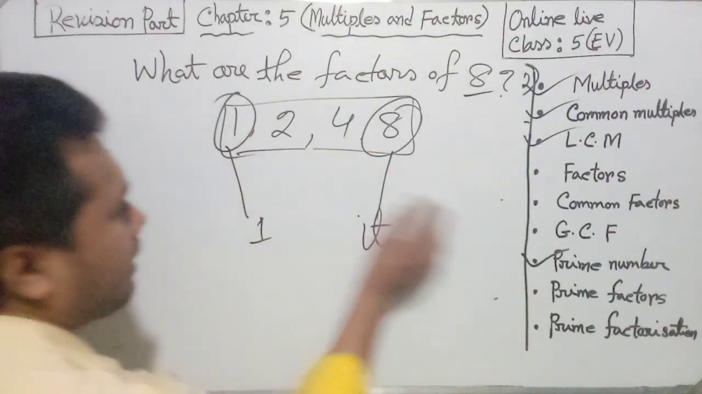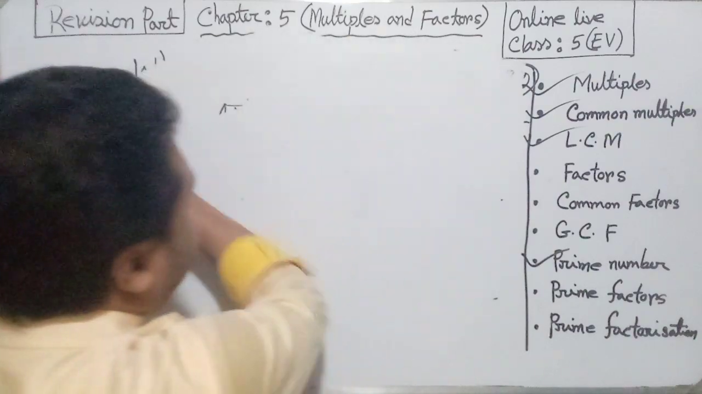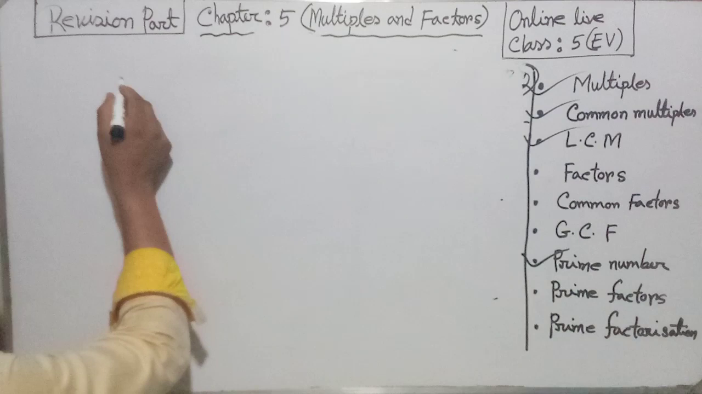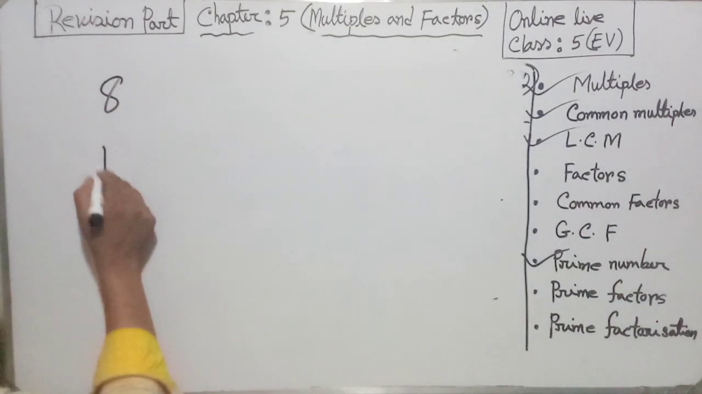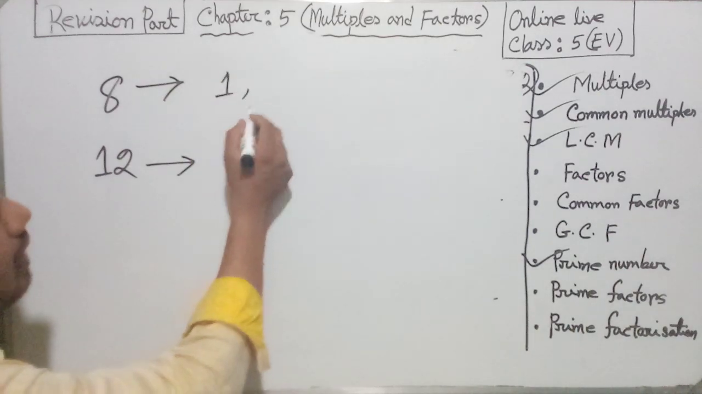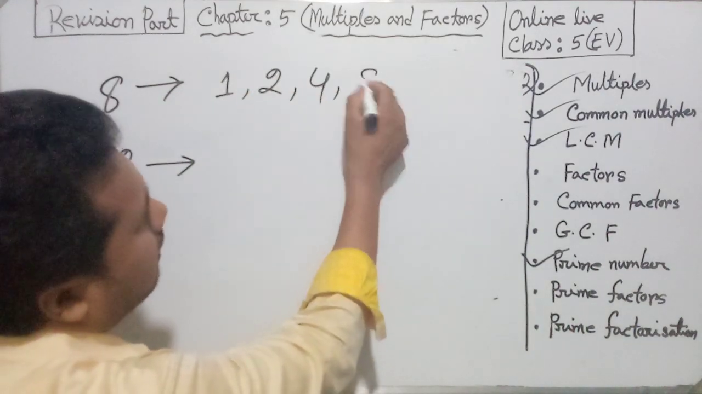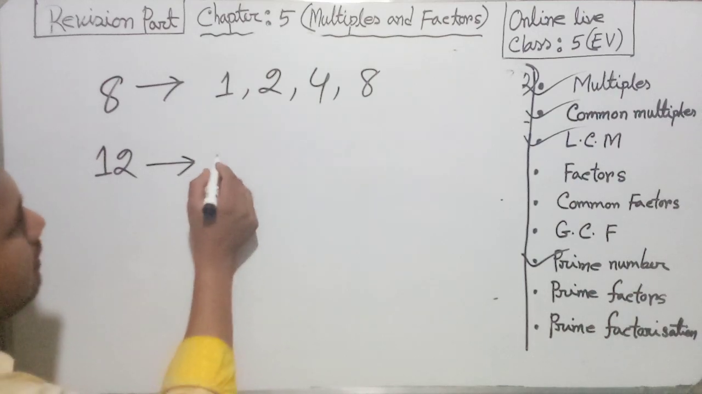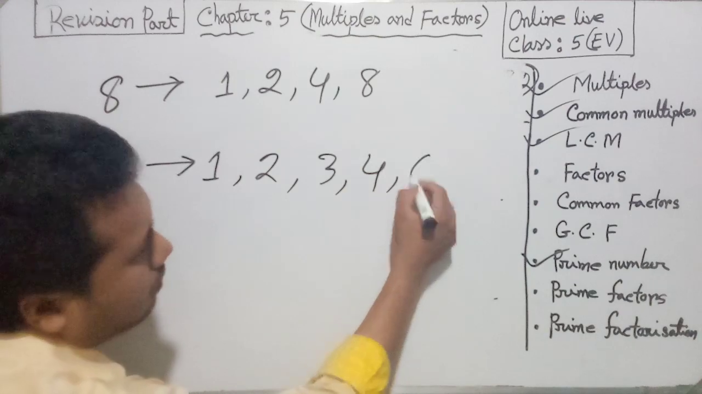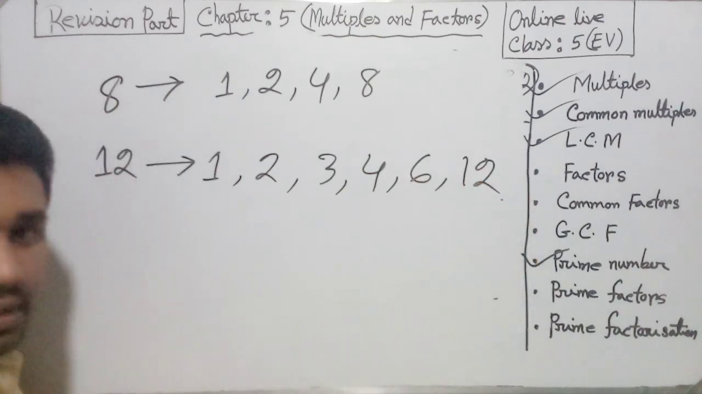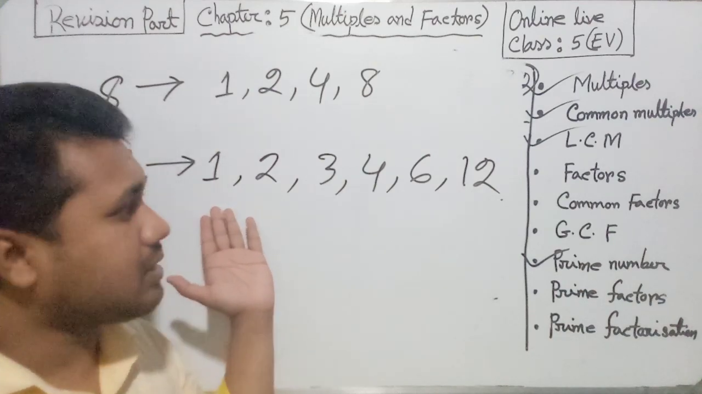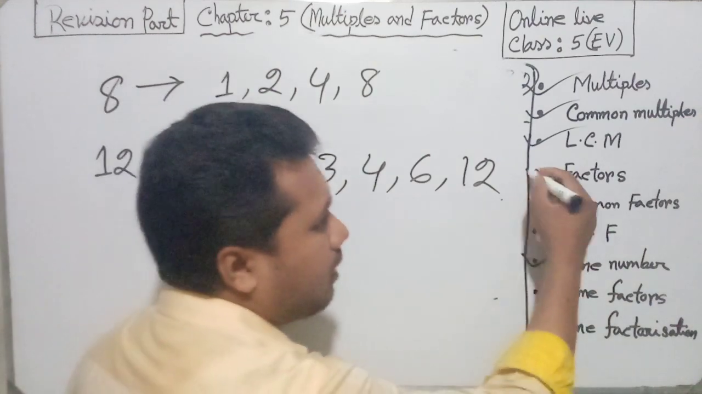Suppose, dear students, we write 8 and another one, 12. The factors of 8 are 1, 2, 4 and 8. And the factors of 12 are 1, 2, 3, 4, 6 and 12. So these are separately the factors of 8 and 12. Clear, dear students? Now we will go to the common factors.